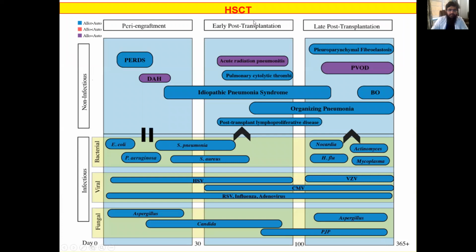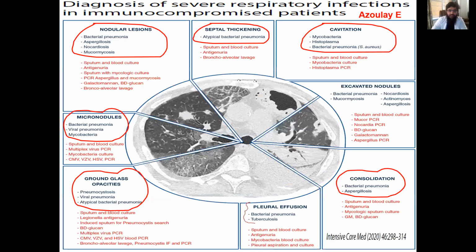This is again the time frame regarding transplant that we have discussed: early peri-engraftment, early and late post-transplantation. We can have non-infectious and infectious complications.